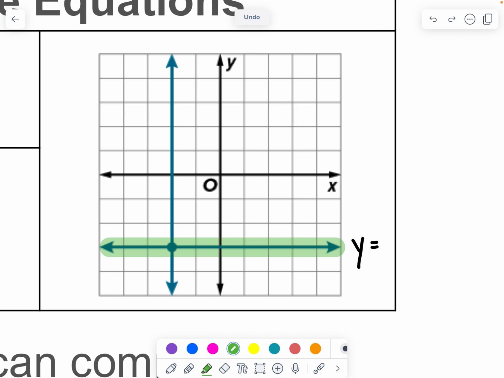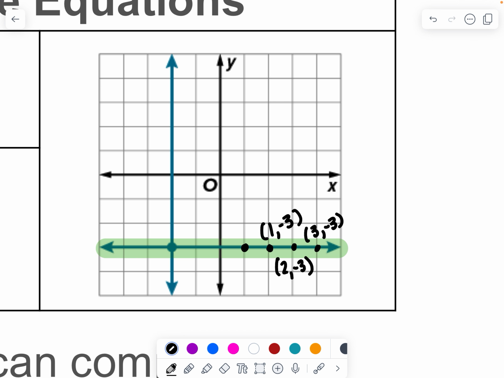And how I remember it, if I can't remember how to do this equation of a line with a horizontal line, I put a point there and say, what's that point? That point is 1, negative 3. Another point is 2, negative 3. This point is 3, negative 3. This point is 4, negative 3. And this point is 0, negative 3. What do all those points have in common?